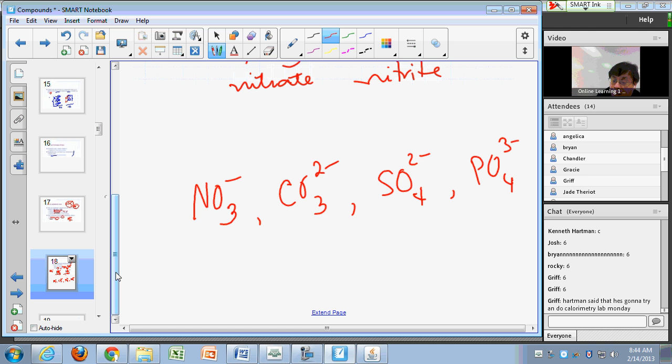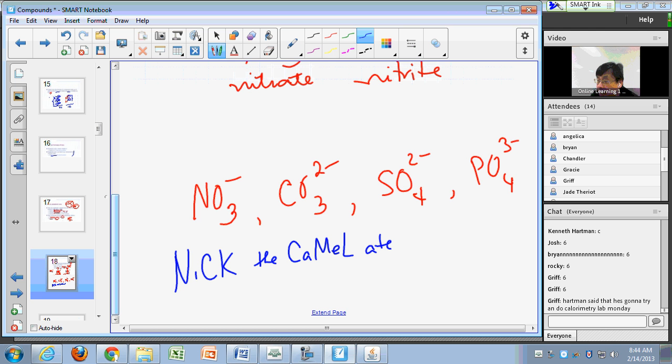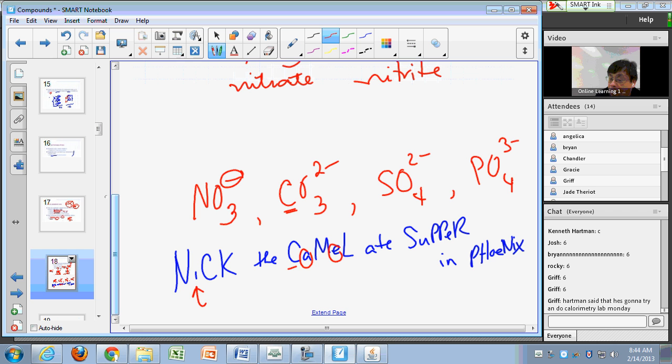A good way to remember this is to say "Nick the camel ate supper in Phoenix." These are the polyatomic ions that end in ate. Why am I writing these words this way? A good way to remember that nitrate has a negative 1 charge: Nick has 1 vowel. Carbonate, camel has 2 vowels. Carbonate has a negative 2 charge. Sulfate has a negative 2 charge. Supper has 2 vowels.